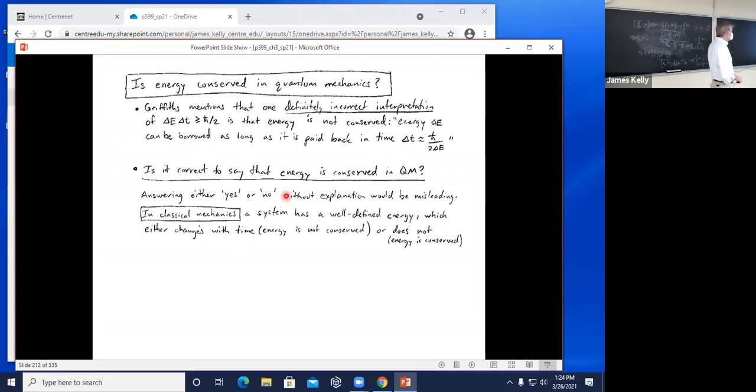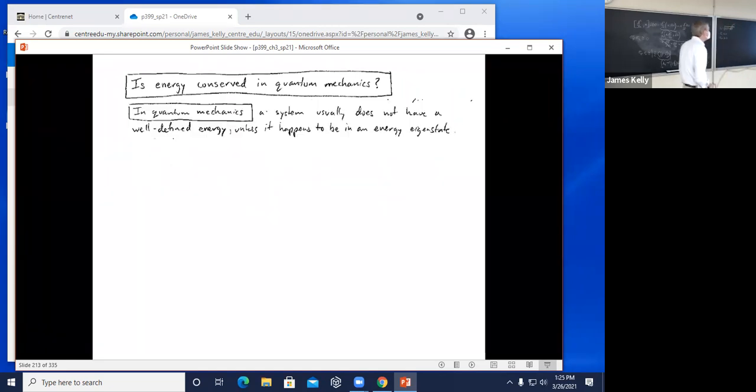Certainly in classical mechanics, there's no uncertainty in anything when there's only one energy that, say, a particle has at any one time. Or if you have a collection of particles that are interacting via forces, you add up the kinetic energies and the potential energies, and there's a certain well-defined energy that it has. And either that total energy changes with time, in which case we would say energy is not conserved, or it doesn't change with time, and we say energy is conserved.